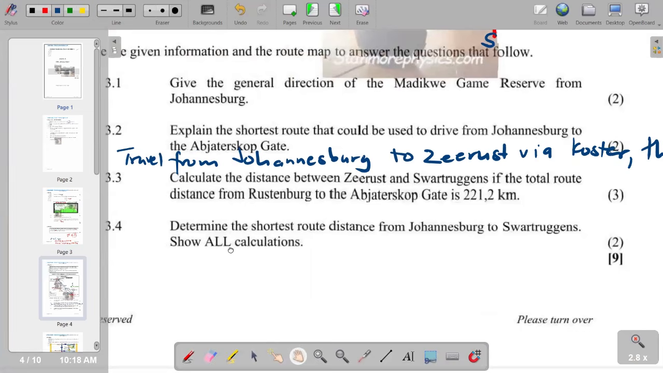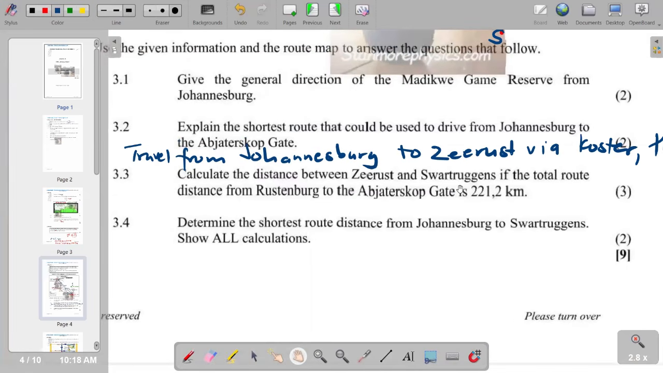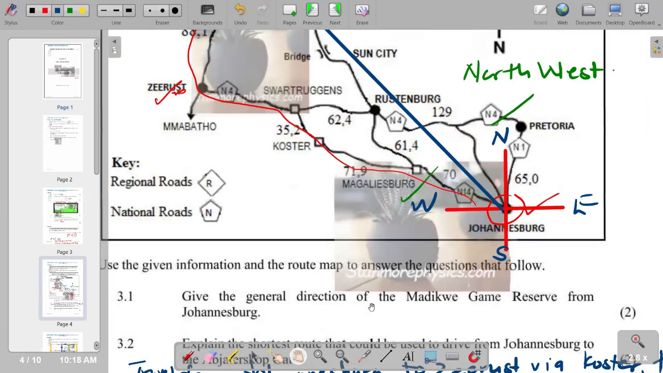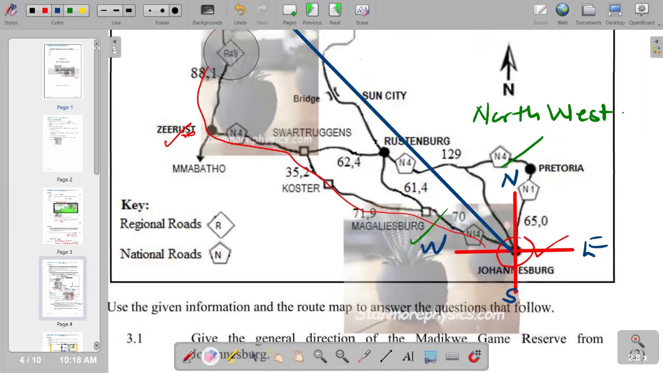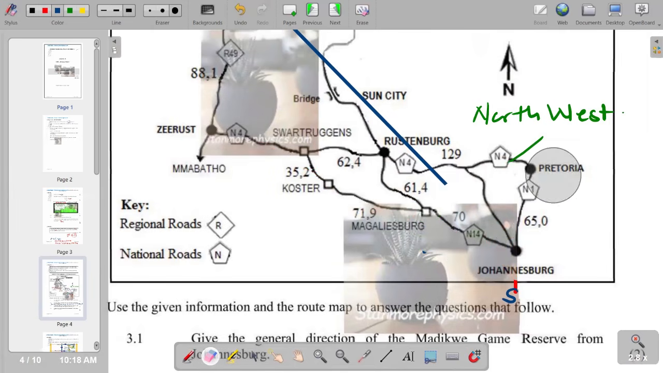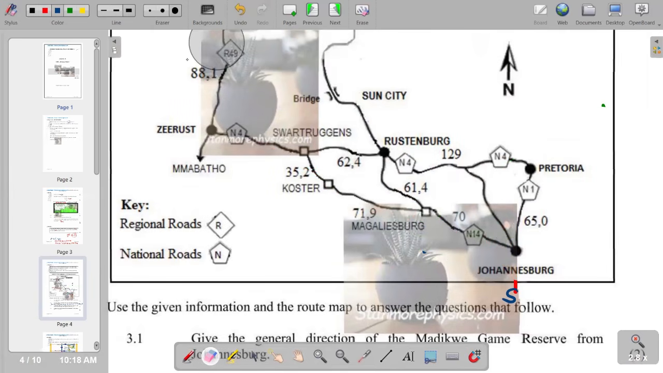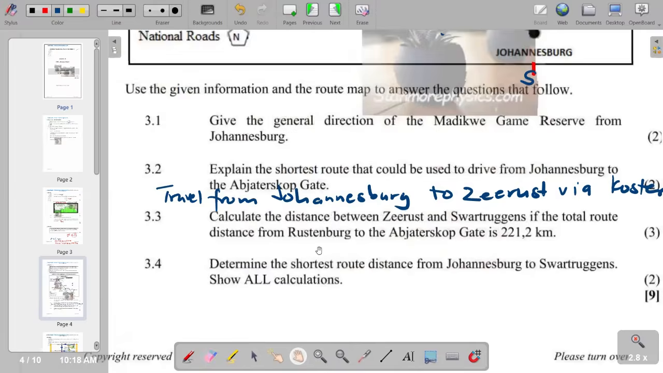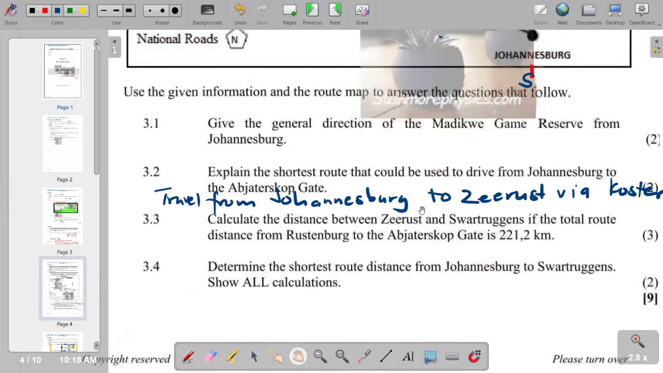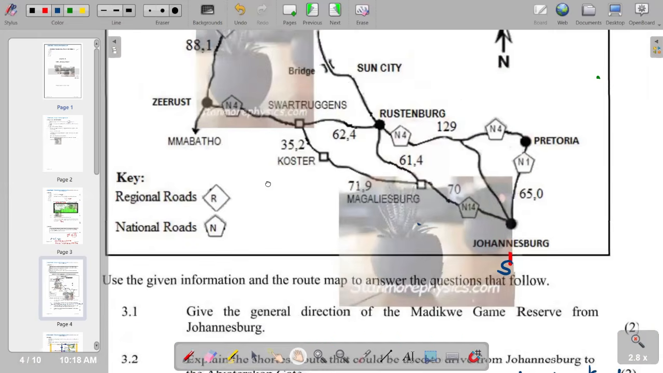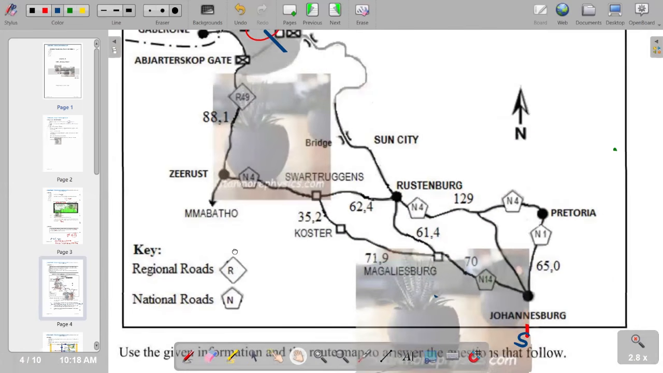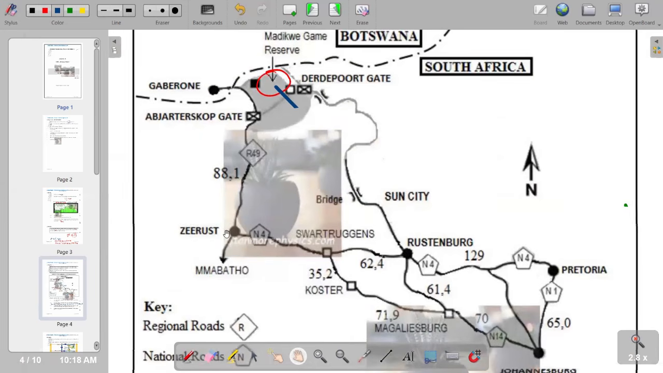Then you go to 3.3, it means calculate the distance from Zerus and squat against if the total distance from Rassenberg to Ajetskop Gate is 221 kilometers. So we go back to our map, so we can just try to remove what we have. So the distance that we need to calculate is from the Zerus to Squat Dragons. So Zerus is here. Zerus is this part.